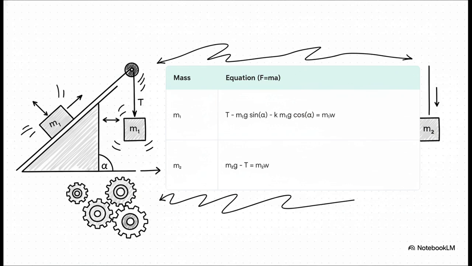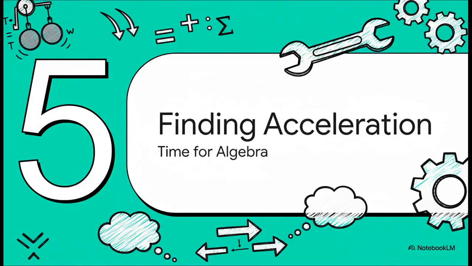For mass m2, down is the positive direction of motion, so its net force is its weight minus the tension, which equals m2w. So look at what we've built. We've got a classic system of two equations with two unknowns, that tension T and the acceleration w. Since our goal is the acceleration, it's time to do a little algebra and solve for it.